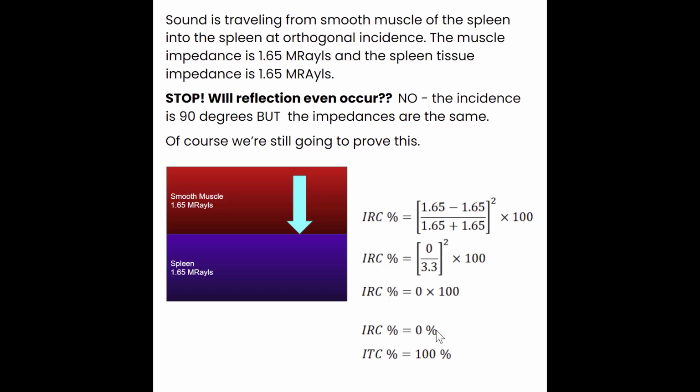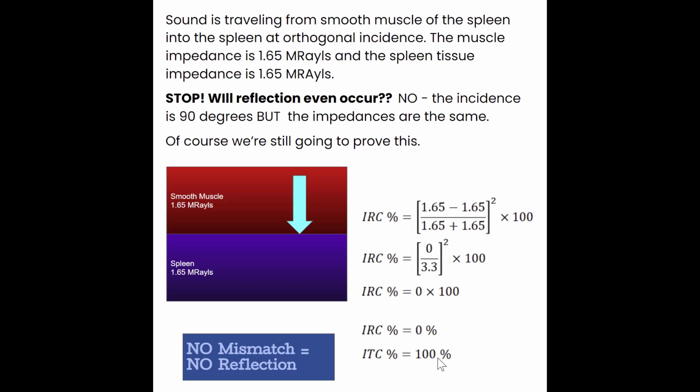100% minus 0% leaves us with an ITC of 100%. So this proves that no reflection can occur when your impedances are the same. And 100% of that energy will continue forward. No mismatch is going to mean no reflection. So rules number 1, 2, and 3 all applied to our normal or our perpendicular incidence and the physics of the reflection and transmission that is going to occur with that.